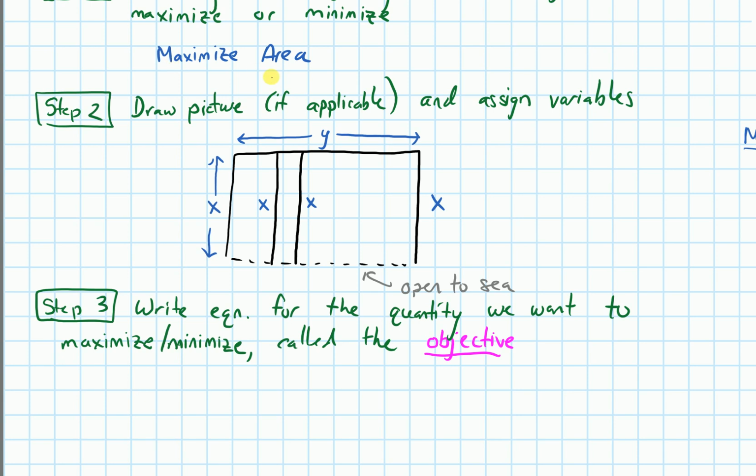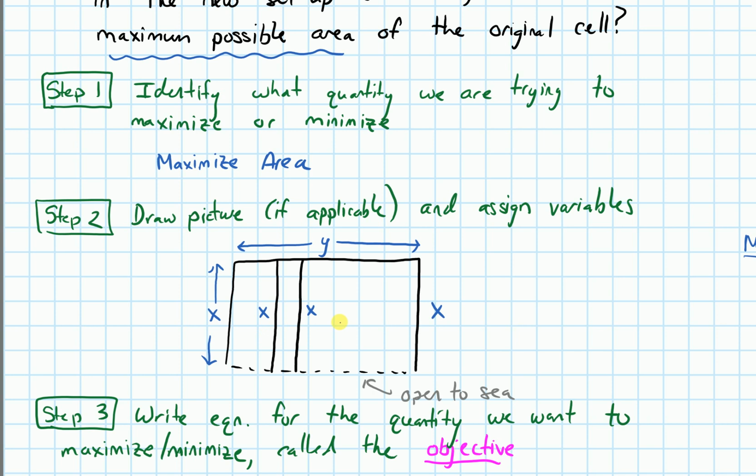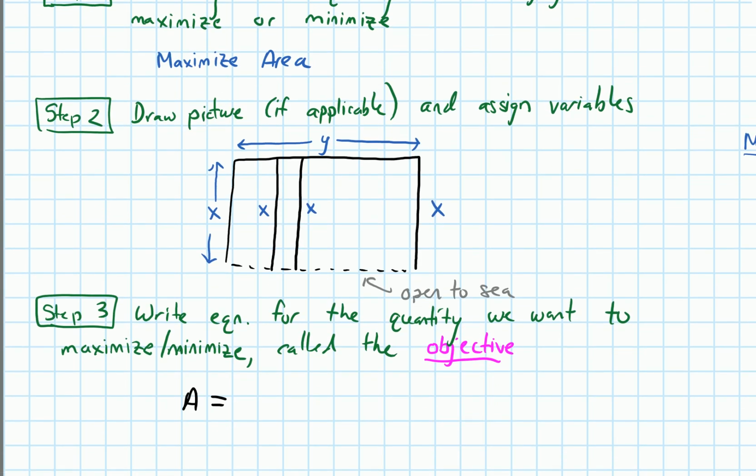Okay, so let's write down our objective equation here. So we wanted to maximize the area. That's what we said in step 1. So we need to write down an equation for the area. I'll call it A for area. So the area, and what did we want? Did we want the area of one of the smaller rooms or the entire original room? Well, the original problem said, what is the maximum possible area of the original cell? So we need to write down the area of the original cell, which is just going to be x times y. Okay. And we call this the objective. The way I think about it is my objective, it is my goal to maximize this in this problem. In a different problem, I might be trying to minimize the objective. But in this problem, I want to maximize this objective equation.